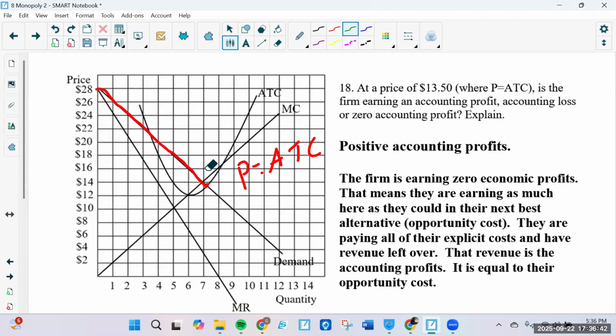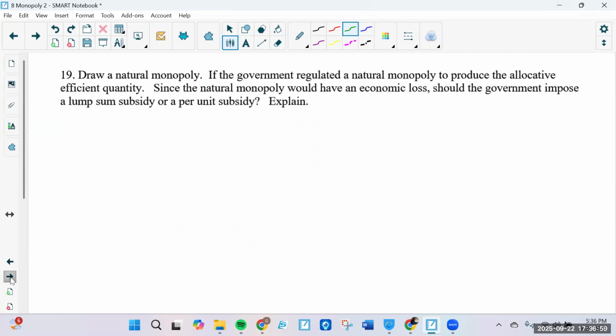It's not fair. I guess we could ask if we gave you an opportunity cost, but I don't anticipate doing that in the future. So, tough question right there. This is why we're doing these, so you can see these. All right, next one. Draw a natural monopoly.